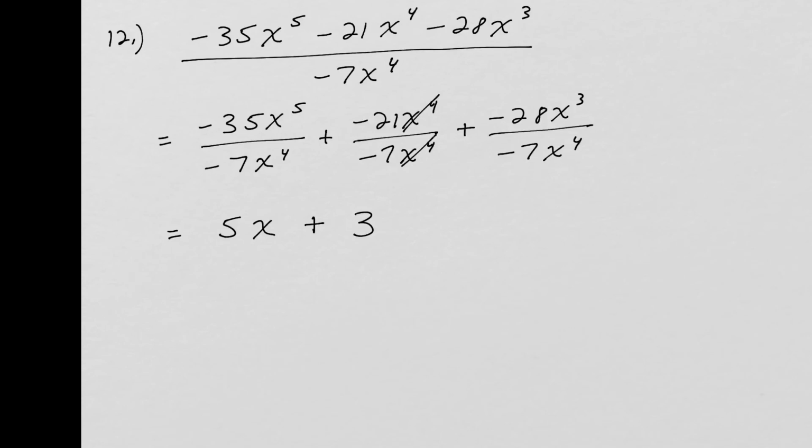And then finally, negative 28 divided by negative 7 is positive 4. And then x cubed divided by x to the fourth. Remember, we subtract the exponents. If I do 3 minus 4, that's a negative 1. So this is x to the negative 1. But then if I want to write this with no negative exponents, these two terms are fine. And here, in the last term, I'd have to put the x in the denominator, right? And then it becomes a positive 1, which we don't have to write. So that would be the answer. In this case, it looks like B is the correct answer.